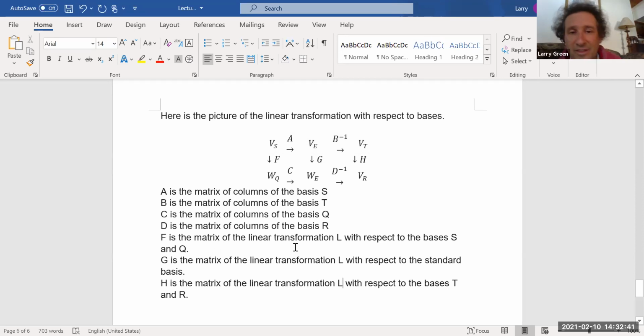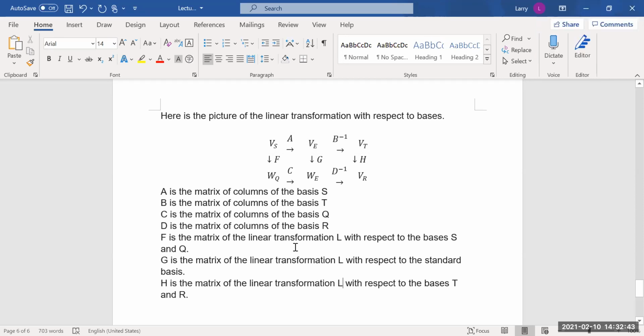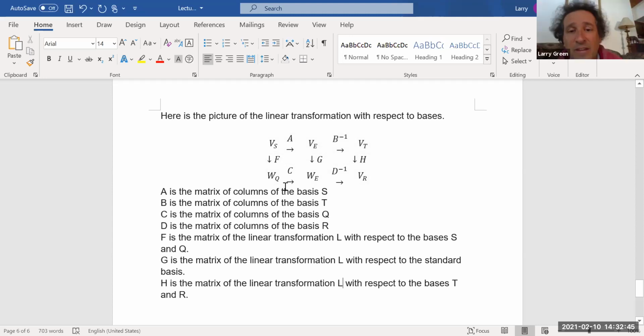Which ones have to be square matrices of these 7 matrices? A, B, C, and D? Yeah, A, B, C, and D must be square because they are matrices of basis change. And changing a basis is always square because the dimension's the same. Whereas F, G, and H do not have to be square because V might have a different dimension than W. F, G, and H have to be the same shape as each other, but they don't have to be square. So I just want to make sure that you get the idea here.